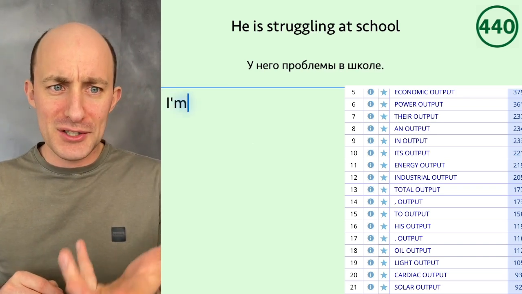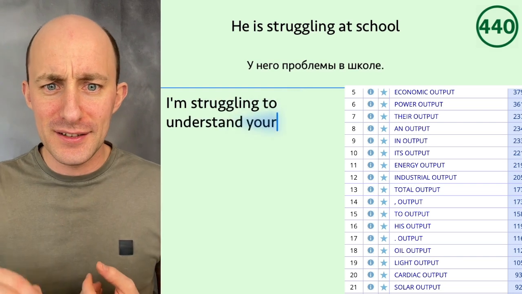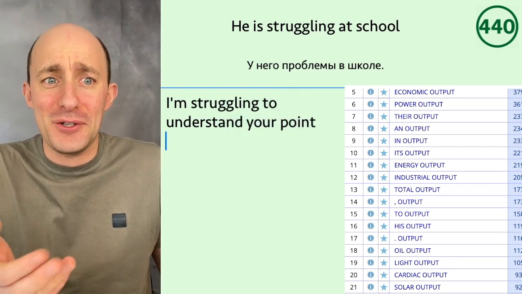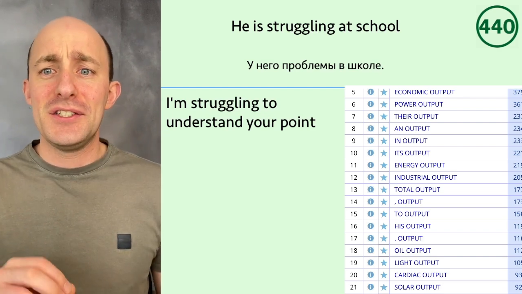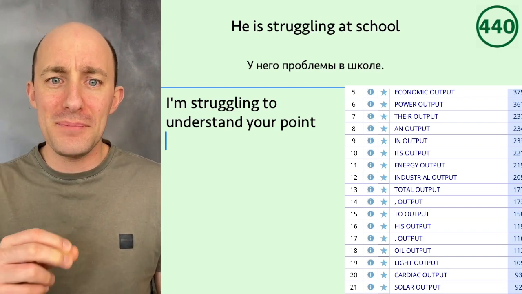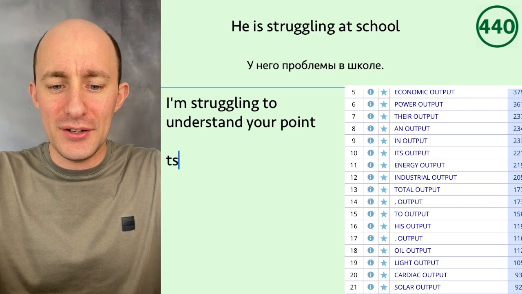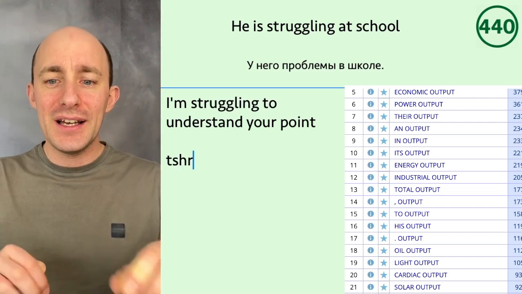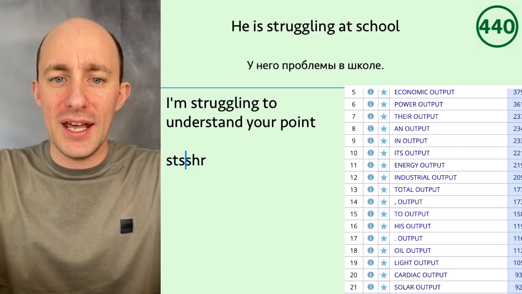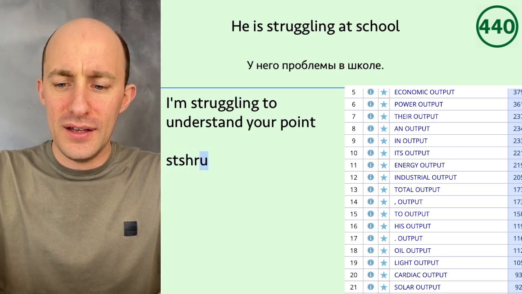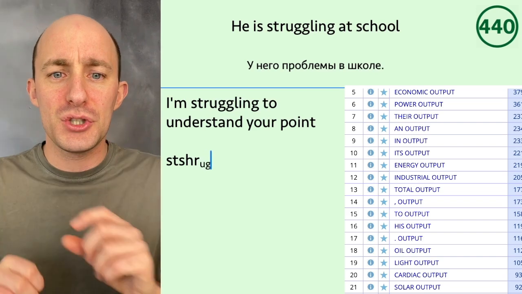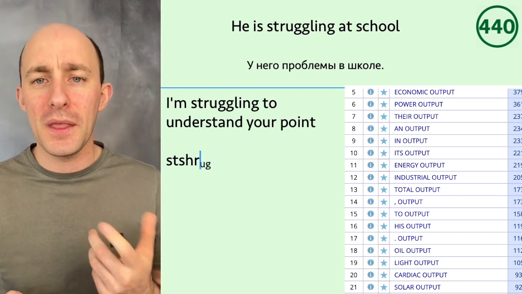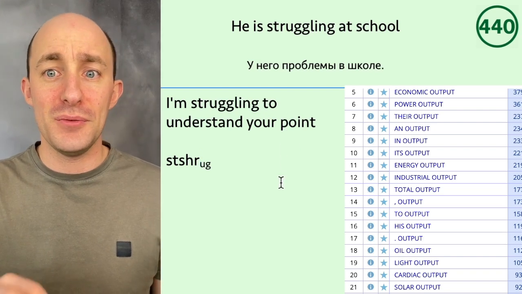I'm struggling to understand your point. Like, I'm trying to understand it, but I can't. I can't understand what you're trying to say. I'm struggling to understand it. And when you pronounce it, just remember, when it's at t-r, you need a nice sh in there. Struggling. Struggle. It's all about the sh at the beginning, and then the r almost disappears. Struggle. Struggling to understand your point.